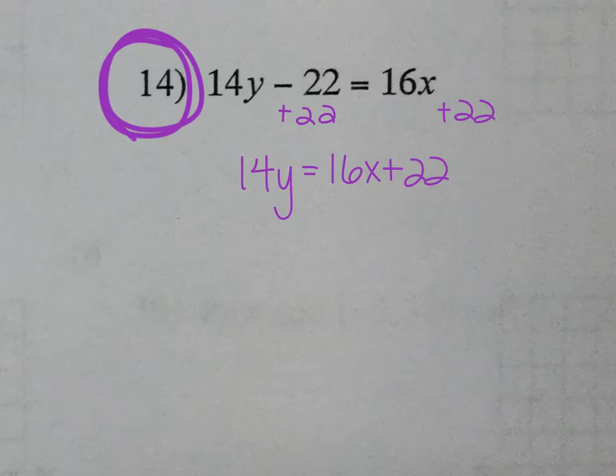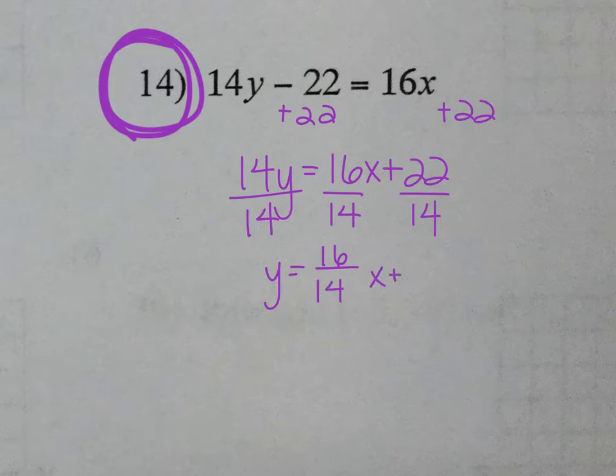All right, and then I need to get the y by itself, and we talked about this yesterday. We're going to have to divide the 14 away, and we want to do that to every single problem. Okay, that's going to give me y equals, and I'm just going to write it like it is right now, 16 over 14x plus 22 over 14. And the reason I did that is because none of those divide.